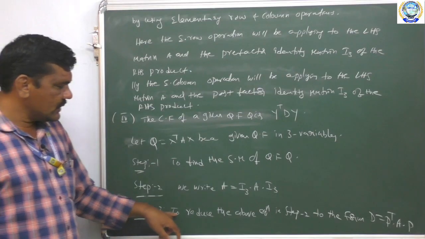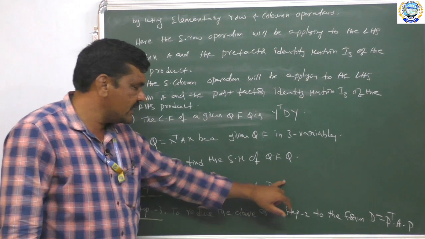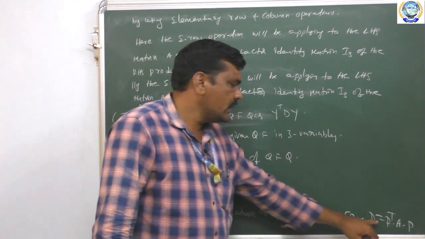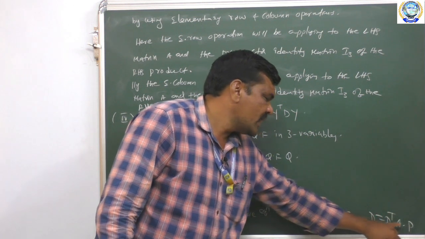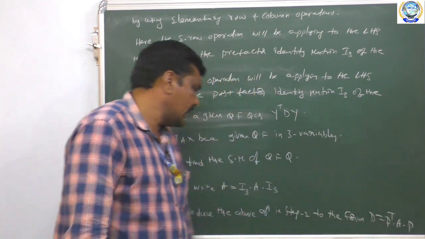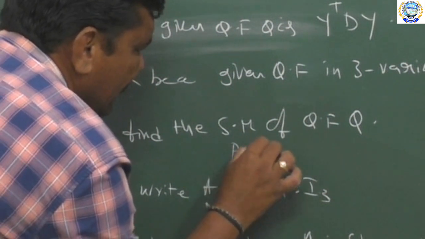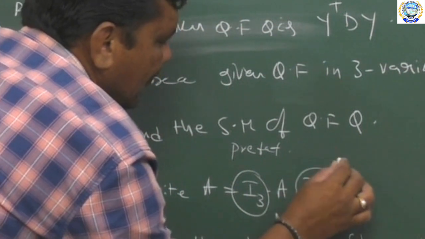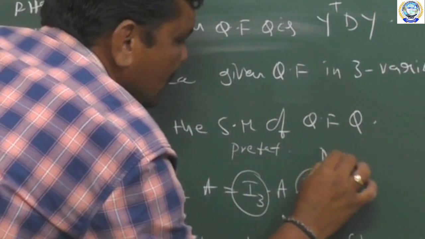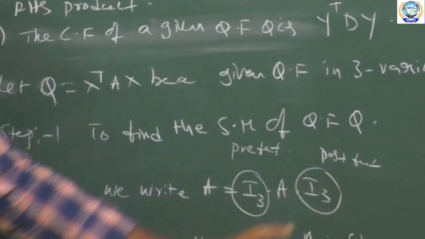Next, in step 3, we reduce the above equation in step 2 into the form of D is equal to P transpose into A into P. Here D is the diagonal matrix. This I3 is called the prefactor identity matrix of this RHS product, and this I3 is the post factor identity matrix of this RHS product.